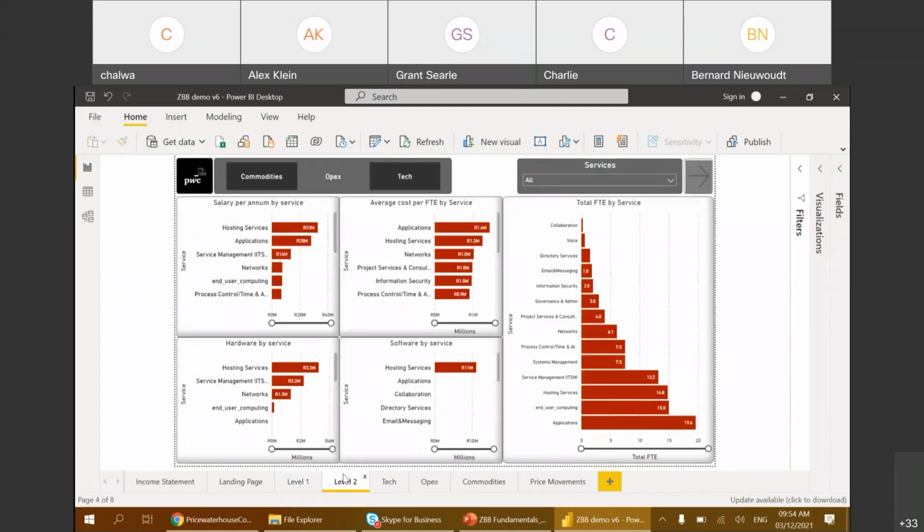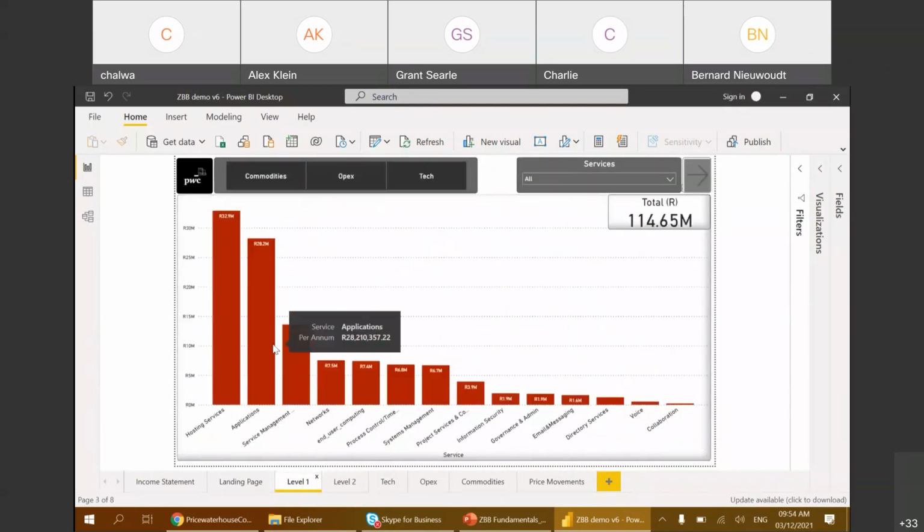The first thing we did for applications was to look at what is the breakdown between hardware, software, and FTE, FTE being people. And we found that in applications, there's no software component, there's no hardware or hosting component, it's purely driven by people. The reason I'm using this example is it's quite a good one to show how inefficiencies can be removed. So applications then, just to go back here, you're spending 28 million Rand a year, and it's purely based on people maintaining these applications.